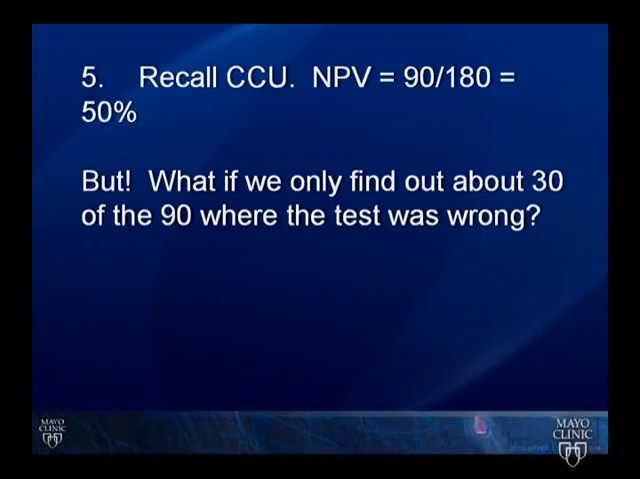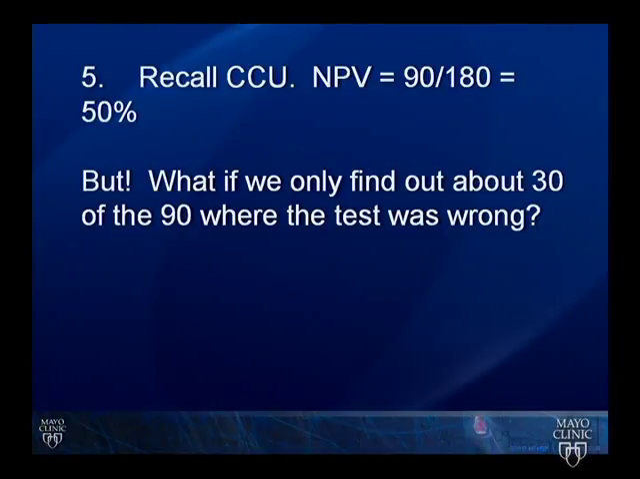So what we're going to do in the next question is we're going to recall our CCU rotation. So remember, in the CCU rotation, I said the negative predictive value was 50% because we had 180 negative tests. 90 of them were actually correct. In other words, 50% were correct.